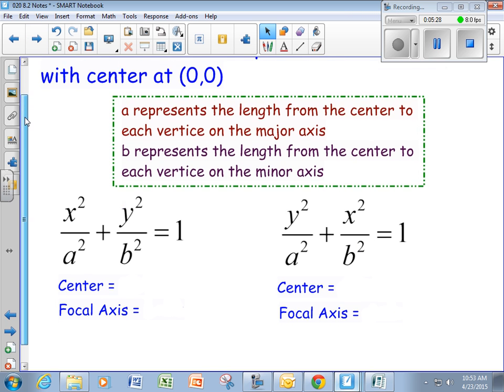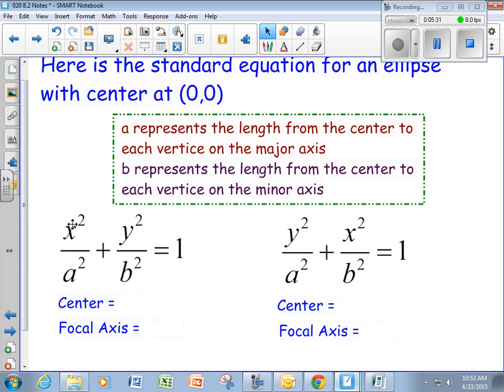Standard form, we've actually looked at this for an ellipse already. So our standard form is x squared over some number squared, plus y squared over another number squared, equals 1. Now our a and b are going to have some importance here. A is the length from the center to each vertex on the major axis. So because this is the major axis, our a squared is always bigger.